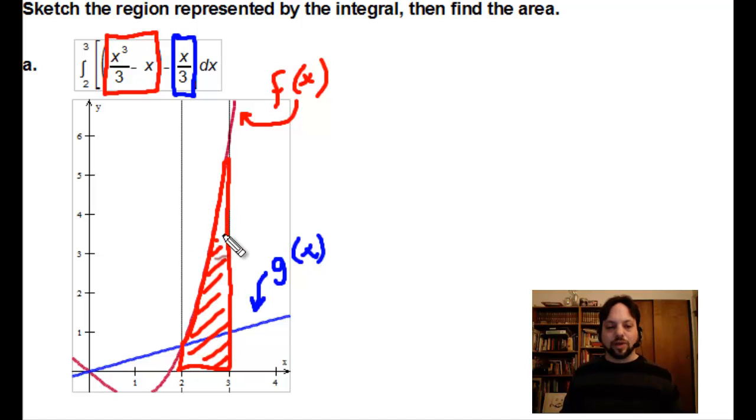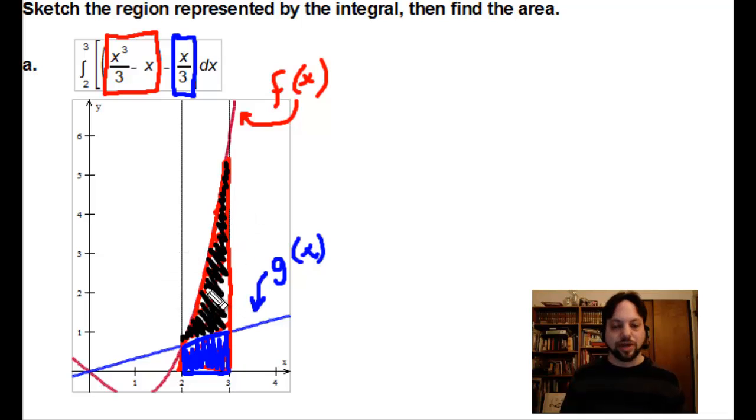Once we've done that, we can go back and subtract the integral of this blue function right here, and the blue function has the area represented down here. So if I find this red region and subtract this blue region, of course what I'll be left with is the area between x equals 2 and x equals 3, between the red and blue curves, and that is the black region right here.